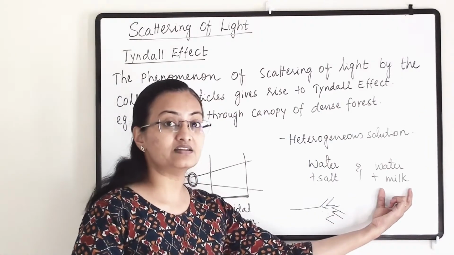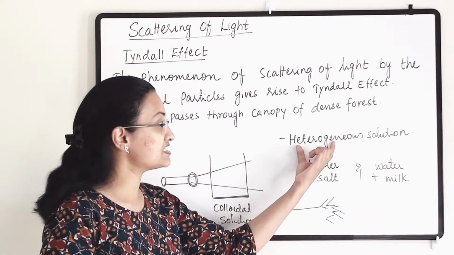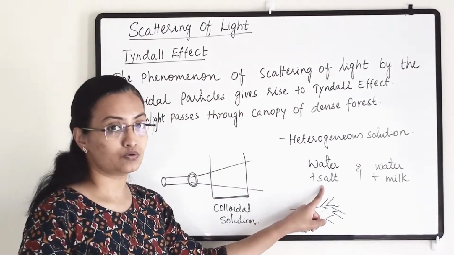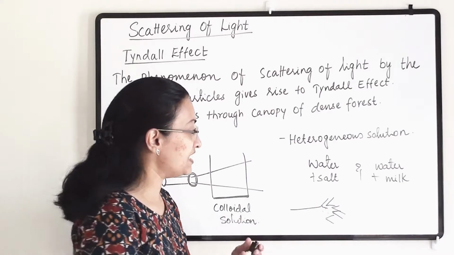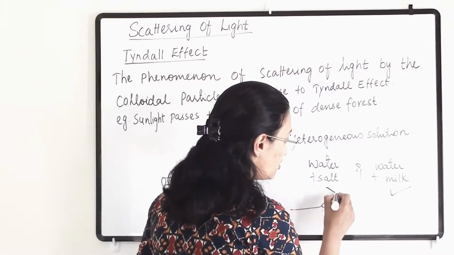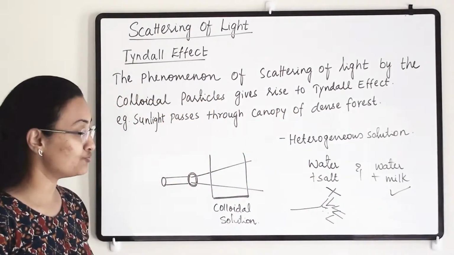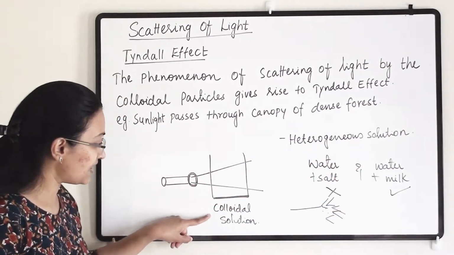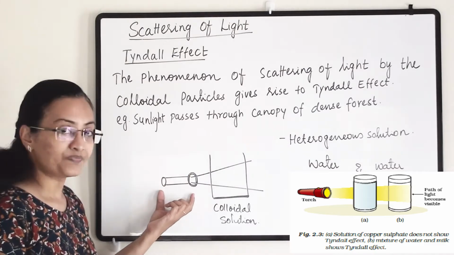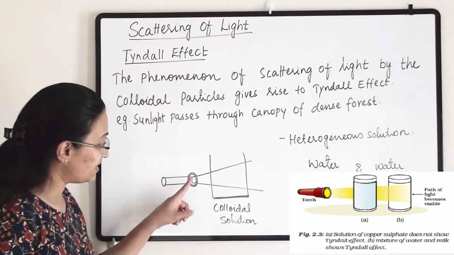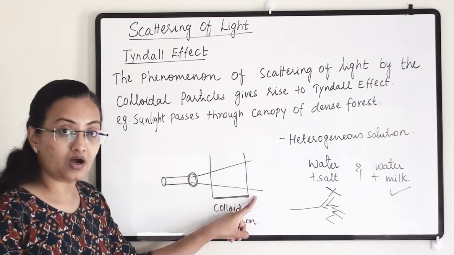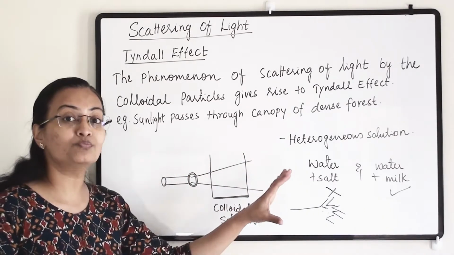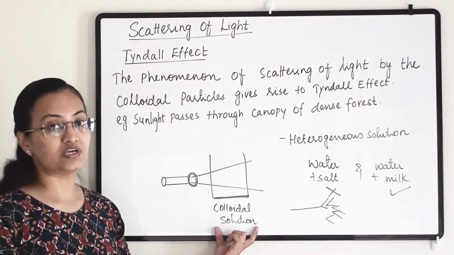But here the particles are big because this solution is a heterogeneous solution and not a homogeneous solution, whereas this one is a homogeneous solution. So here we will be able to see the scattering and here we will not. Colloidal solutions come under the heterogeneous category. When we have a colloidal solution and we put a torch like this, we will be able to see a light path clearly. That is how the light rays pass through the solution, and this effect is known as the Tyndall effect.